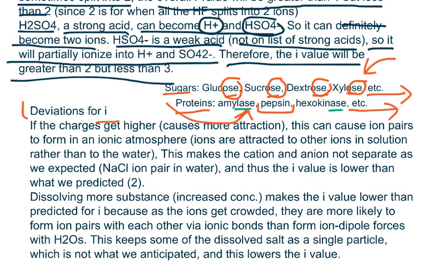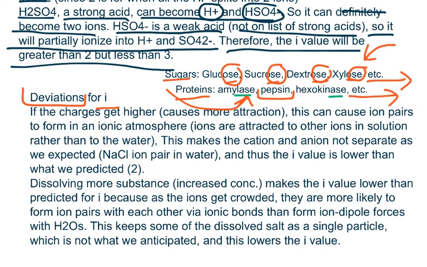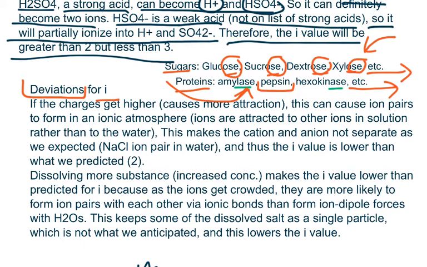But can the i value deviate, which means, can the i value be lower than usual? Can particles split less often than we predict? Well, of course. So, one thing that could impact our van 't Hoff factor is the charges, especially for ions.